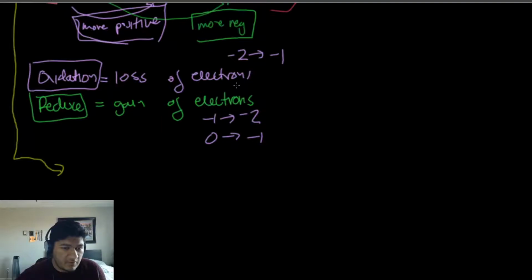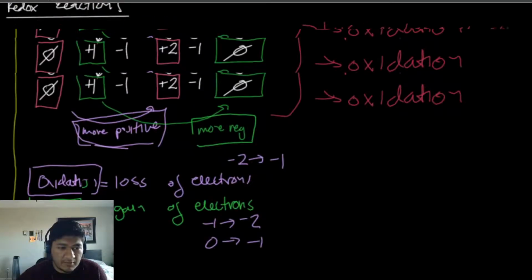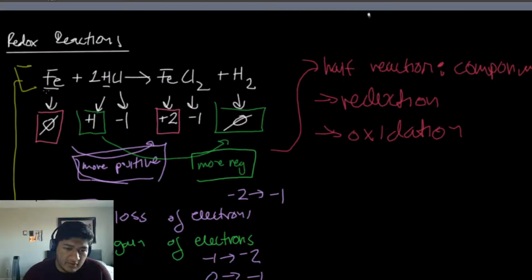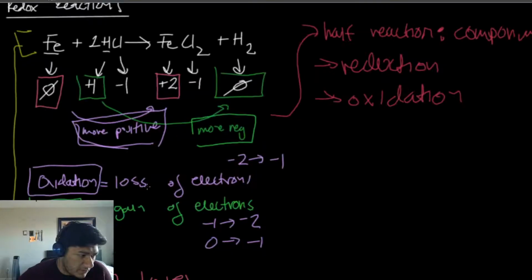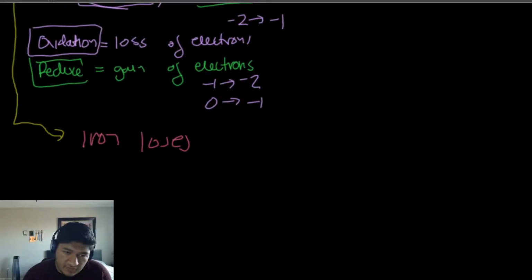Okay, so looking at that equation, we've already determined that there's a species that's being oxidized and there's a species that's being reduced. Now how you want to write it is by considering how much is being oxidized or how much is being reduced. So if you see, iron is going from 0 to 2. So iron has a transfer of 2. Or basically iron loses 2 electrons.